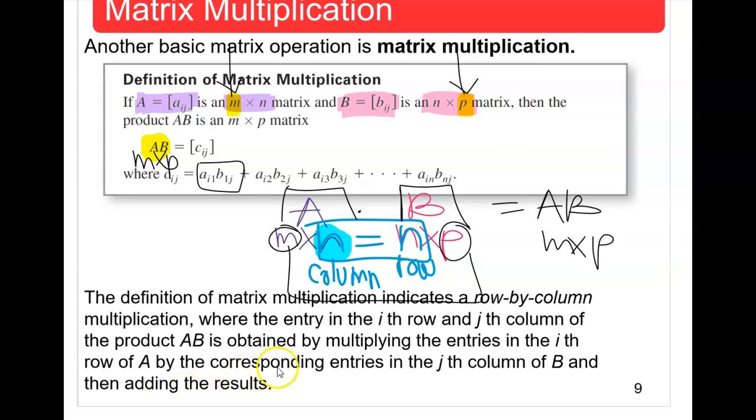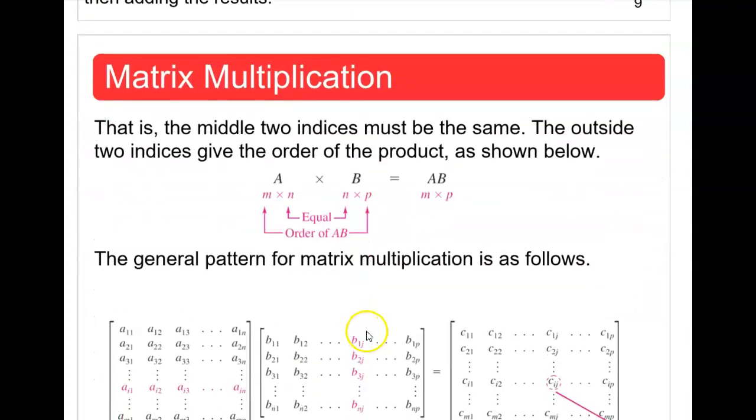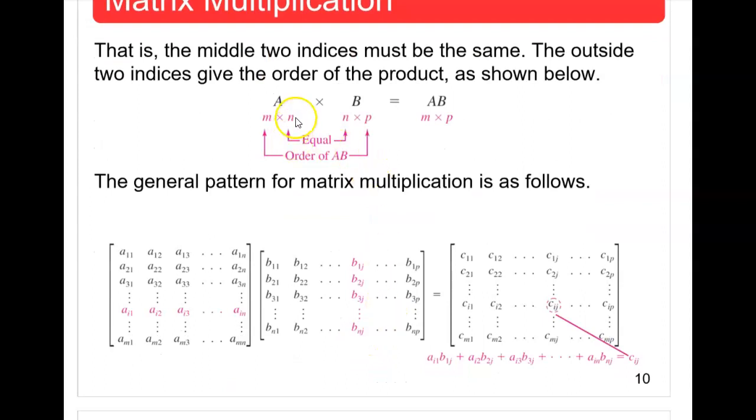Here we have it in terms of i and j. It says the entries from the ith row of A by the corresponding entries of the jth column of B. So the rows from A, the columns from B. Okay, so we're going to see how this is done. And by the way, if those two numbers in the middle do not match, then simply the product is undefined.